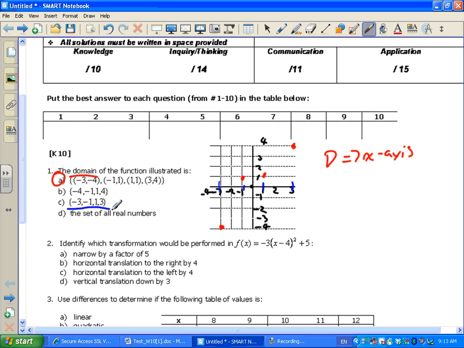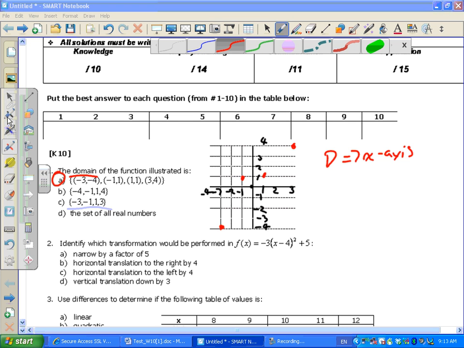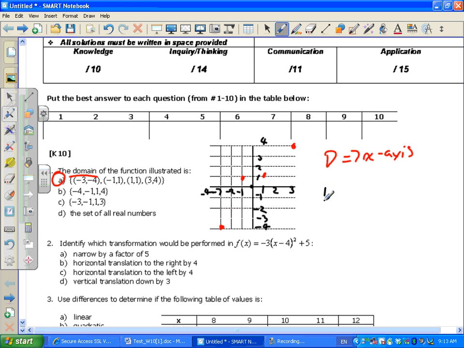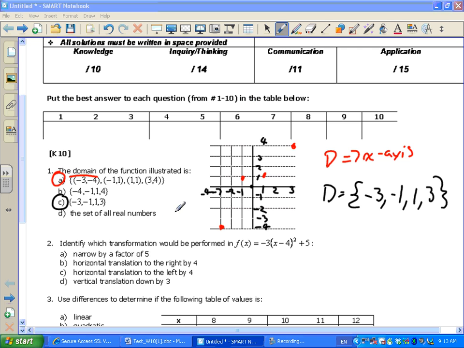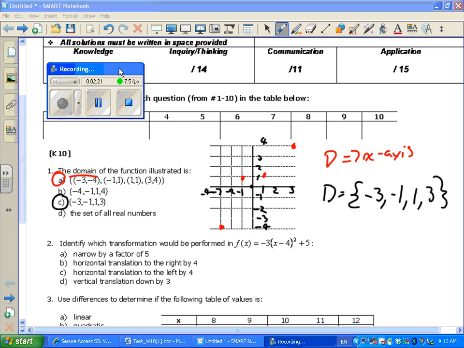So we're looking for C. The domain has 4 of the points. So if I were to write this as a domain, we had domain equal to -3, -1, 1, and 3. That is the domain of this function. There's no line connecting those points, so the domain doesn't represent every real number. It's just those 4 major points. Okay. Question 2.